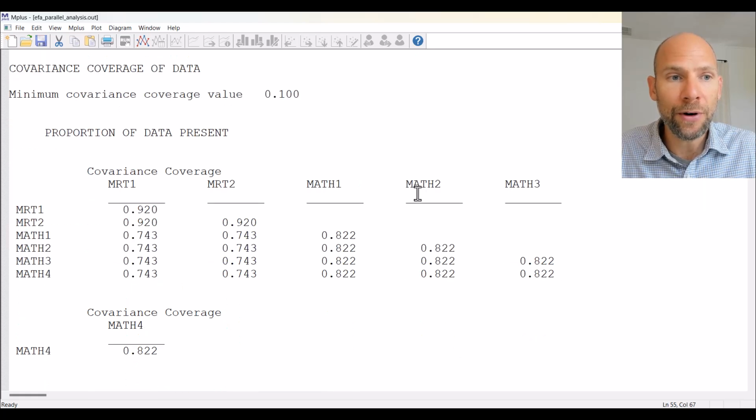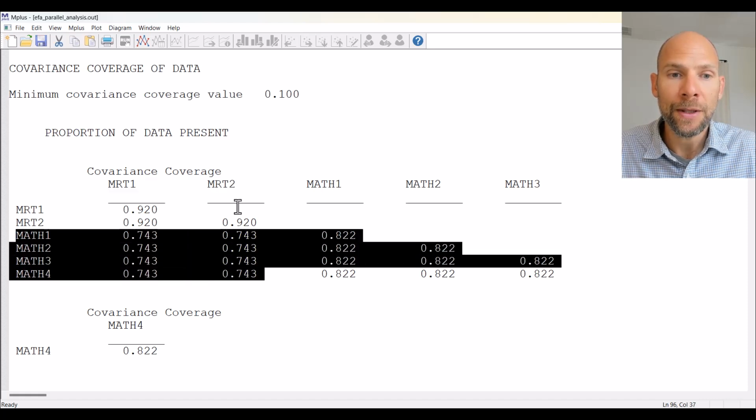When we scroll down further, we can take a look at the covariance coverage, and that tells us something about missing data for those cases that did have partial data for one or more of the 6 variables. And so you can see that the minimum covariance coverage value here is 74.3% for those covariances between the mental rotations measures and the math test score.